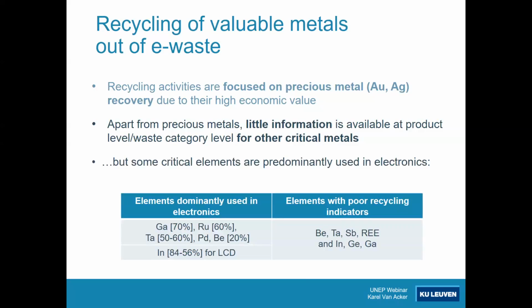Although there are some electronic components that contain quite some of these elements. For example, gallium is for 70% used, so 70% of the total production volume of gallium is used in electronics. So if we want to be circular in gallium, we certainly have to look at how we could extract that better out of electronic devices. And there are also elements which are not well recycled at all, and that are mainly contained in electronics, such as beryllium, tantalum, rare earths.